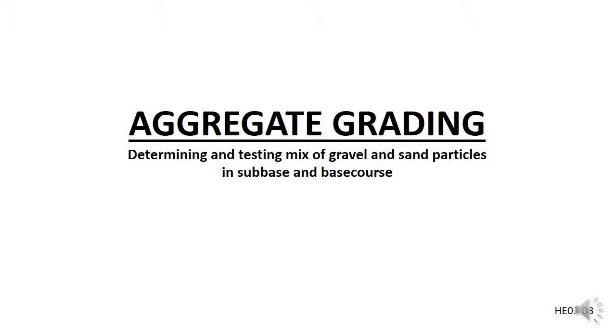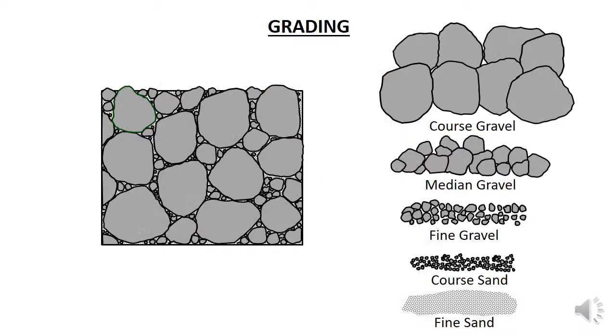In this video, we'll look at aggregate grading, which is an essential property as the base course relies on the correct mix of coarse and fine particles to form a strong interlocked layer capable of resisting the traffic loads without unraveling. As we mentioned in the introduction to roading, an aggregate is basically a mixture of sand and gravel. The mix of different sized particles is called the grading of the aggregate. The grading needs to fall within certain ranges to allow it to lock together to form a suitably strong layer.